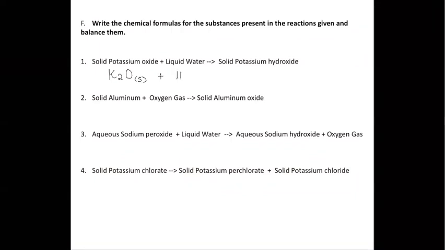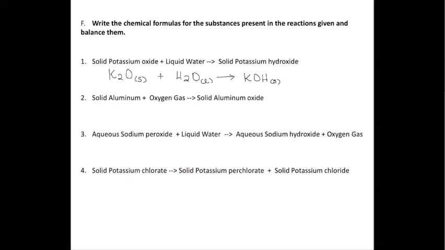Water is H2O. That is found in liquid form, so we put an L in parentheses next to the water. That is going to come together and form potassium hydroxide, and potassium hydroxide is KOH, okay? And this is in solid form. So this is our general reaction, okay?